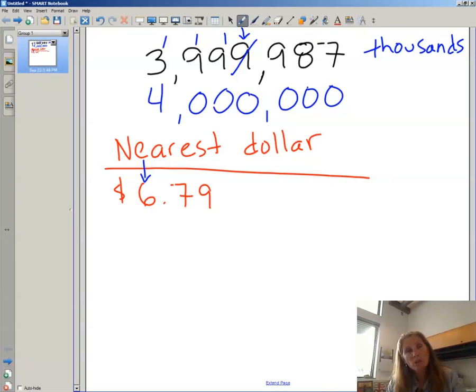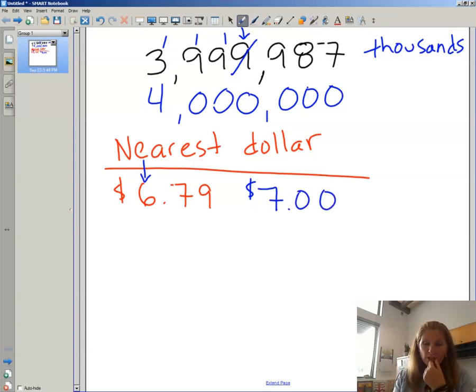But look 1 to the right. It's more than 5, which means we're going to round up. And so I get $7. To the nearest dollar, that's 7. You can put your decimal points in there, but if you don't, that's fine too. I'm not so concerned about the way you write your answer, but that you know that $6.79 is about $7.